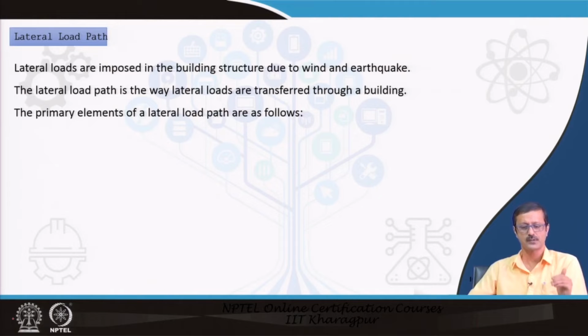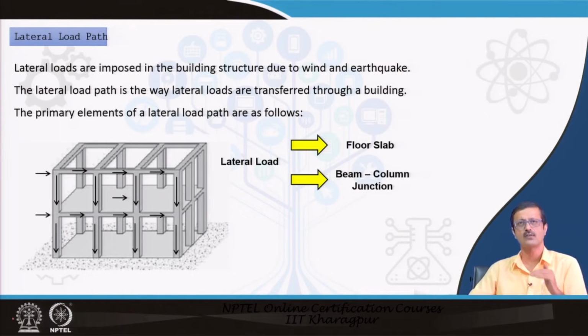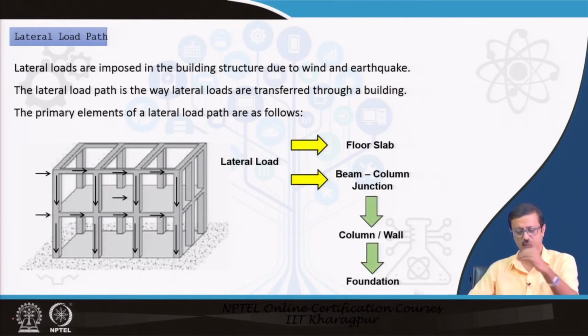So, the lateral load is also going to be transferred through the beam and column and finally through the foundations to the soil, but the path is going to be different. It will take a different path. If you follow the arrow, it will take the path like that. Lateral load first comes to either the floor slab or the beam column junction. Whenever it comes to the beam column junction, it goes either through the column or through the wall to the foundation.